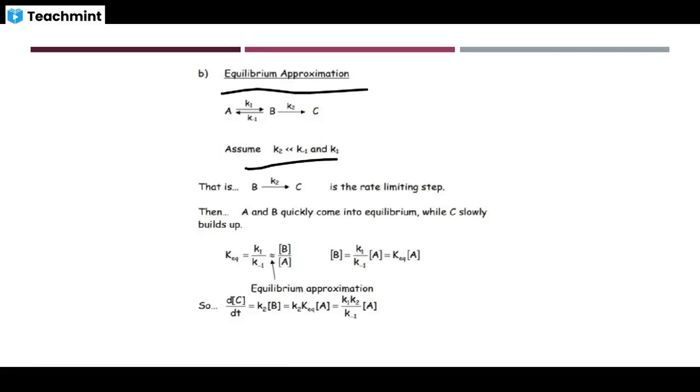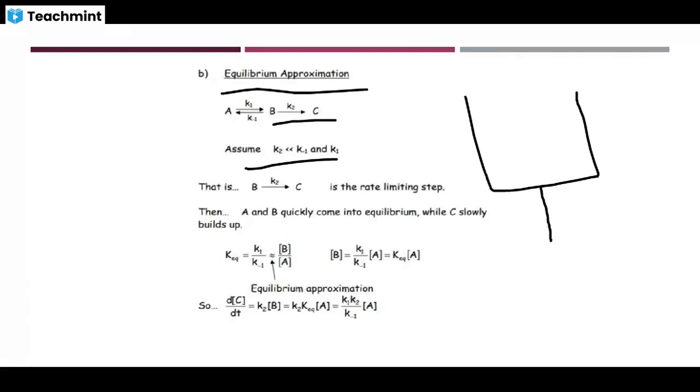Assume K2 is very much less than K1 and K minus 1. So this is the equilibrium approximation. K2 is very small, meaning that it is the rate determining step. The equilibrium is very fast, so A and B are in equilibrium, and then C forms slowly.